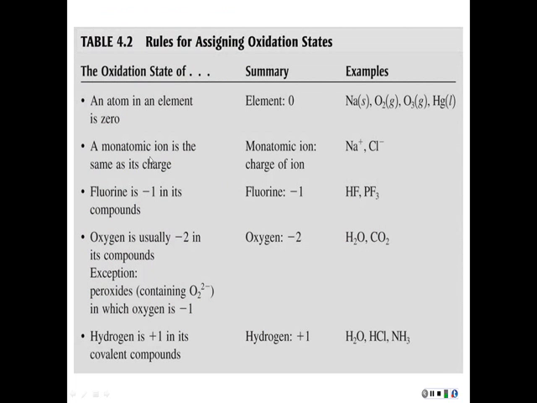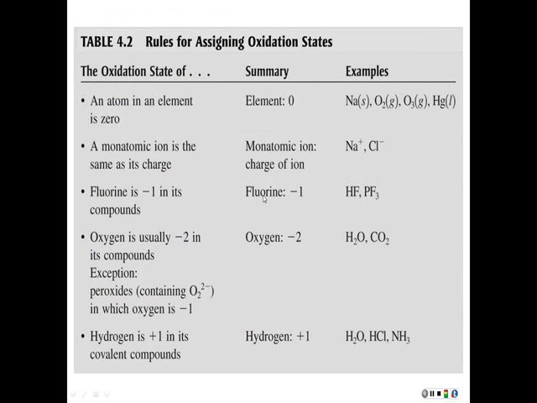So we have an atom that's all by itself, and an element is said to have no charge, it is overall neutral. We saw that with the metals in some of the examples. If you have a monatomic ion, the charge of the monatomic ion is its oxidation number. So the oxidation number of the sodium ion is +1. The oxidation number of the chloride ion is -1.